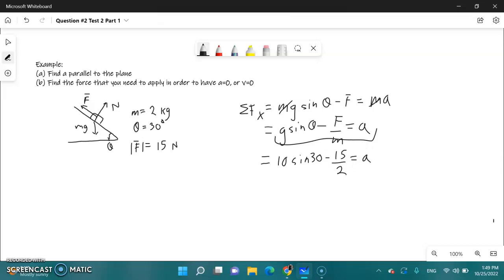And then 10 sine of 30 is 5, minus 15 over 2, 7.5. And then we end up with an acceleration of negative 2.5.